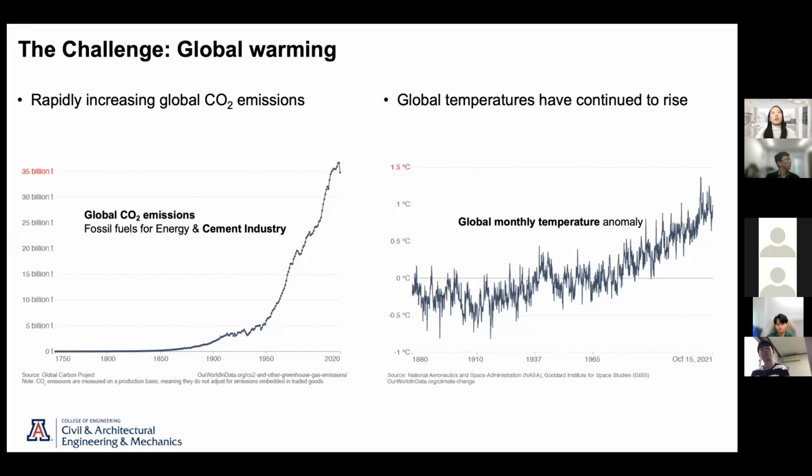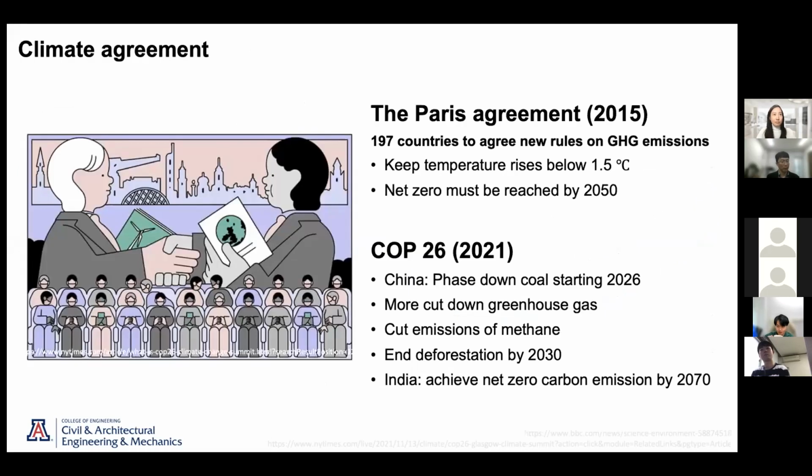As the graph on the right shows, the global temperature keeps rising every year, and global warming is a real problem we are facing. Then how can we avoid climate disaster? To solve this problem, about 200 countries agreed to the 2015 Paris Agreement. They tried to keep temperature rise well below 1.5 degrees Celsius to avoid the worst impacts of climate change. And experts say that to achieve this, net zero must be reached by 2050.